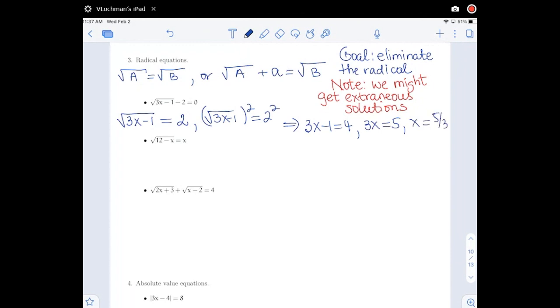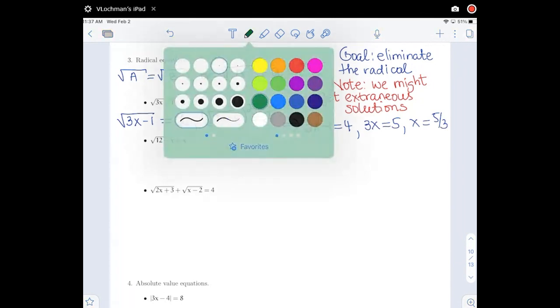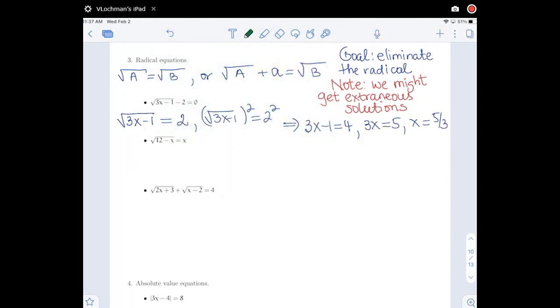Let me go ahead and check this. Is that correct? The square root of 3 times 5 over 3 minus 1, minus 2. What do we get? 3 times 5 over 3 is 5. 5 minus 1 is 4. The square root of 4 minus 2 is 0, right? So that works out. Our solution here is fine: x is equal to 5 over 3. That works.